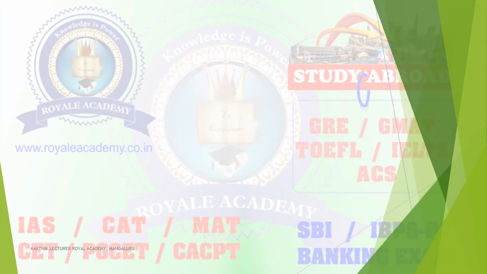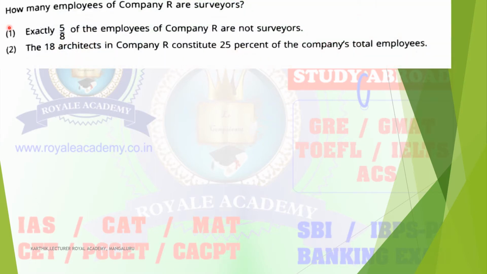Today we'll see the first problem. The first problem is: how many employees of the company are surveyors? This is the statement type of problem, so two statements are given. Statement 1: exactly 5 by 8 of the employees of the company are not surveyors. The fraction is given for those who are not surveyors. Here they are asking how many members of the company are surveyors, but the fraction given is for those who are not surveyors.